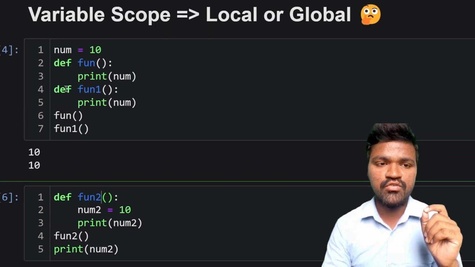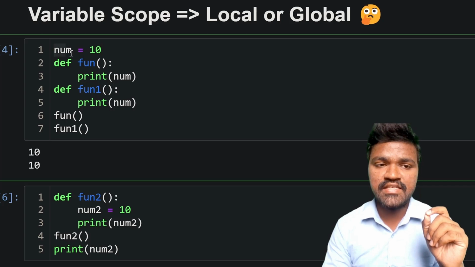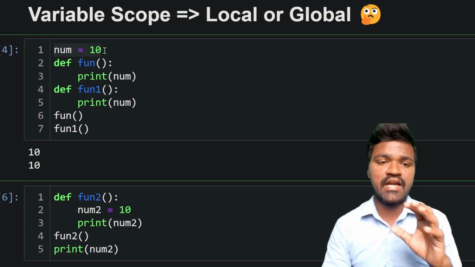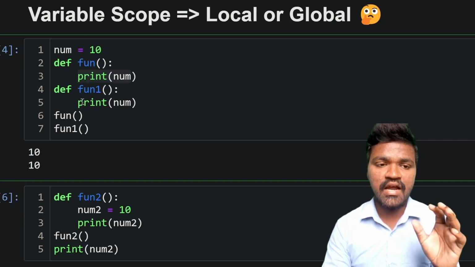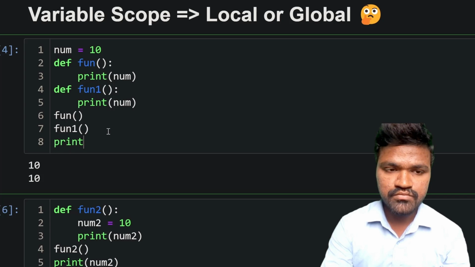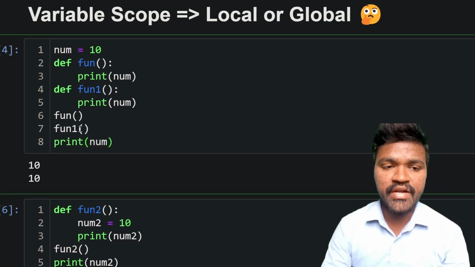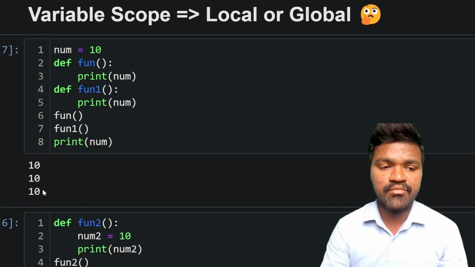So here, when you carefully see, this num is defined outside of all the functions. Because of that reason, this can be accessed in any function and any block. That is why we are accessing it in fun1 and fun2 here. Even if I print this num outside of all the functions, after calling these functions, and execute this, we still get this 10.